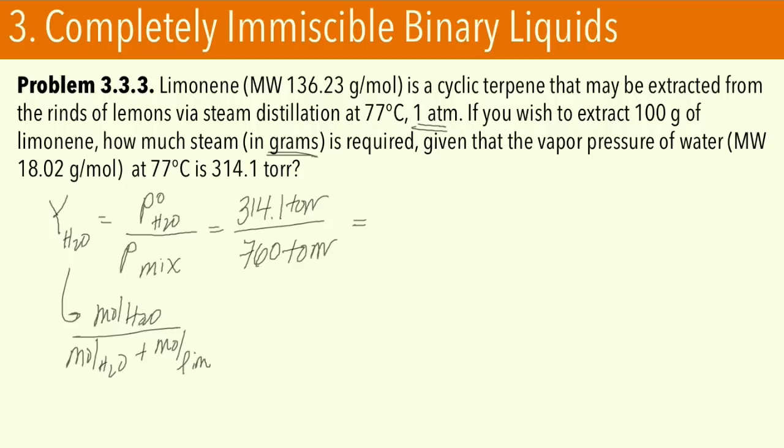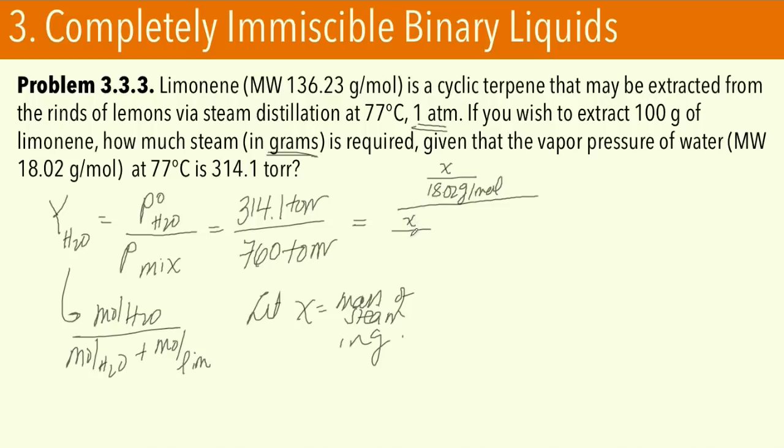So we could expand these expressions of moles in terms of grams. The number of moles of water, let's let X be the mass of steam in grams, is X over the molecular weight of water, 18.02 grams per mole, divided by the moles of water, X, mass of steam in grams over 18.02 grams per mole, plus the moles of limonene. We wish to extract 100 grams of limonene, so divide this by the corresponding molecular weight of limonene, 136.23 grams per mole, to get the moles of limonene.